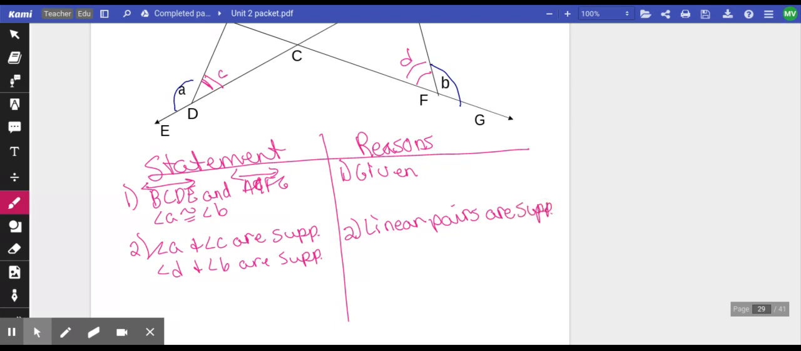And then we can use that theorem we used yesterday, where we can say that angle C is congruent to angle D because supplements of congruent angles are congruent. And that is our proof. We are done.